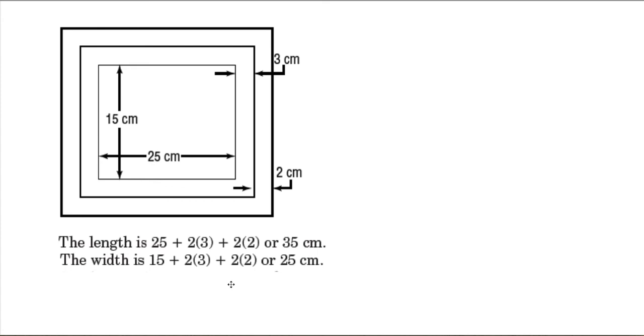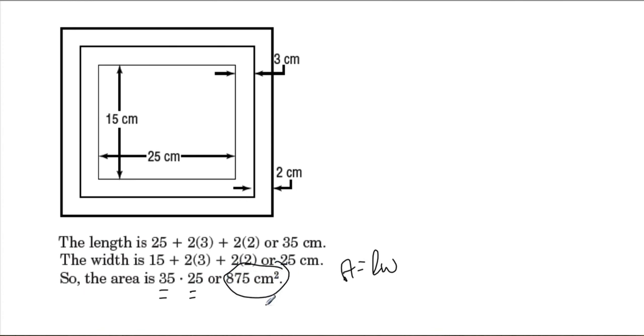And from there, it's easy to solve because we're trying to find the area of that rectangle. We simply use the formula area equals length times width. Our length is 35 centimeters. Our width is 25 centimeters. So our area now is 875 square centimeters. And that's how you use models and drawings to be able to solve a word problem such as these.